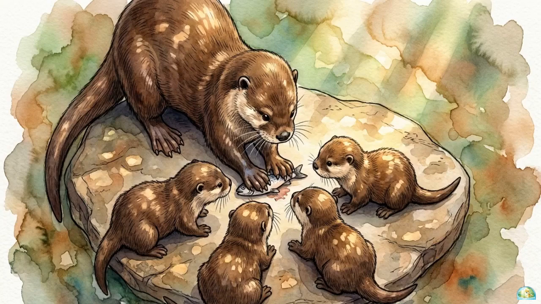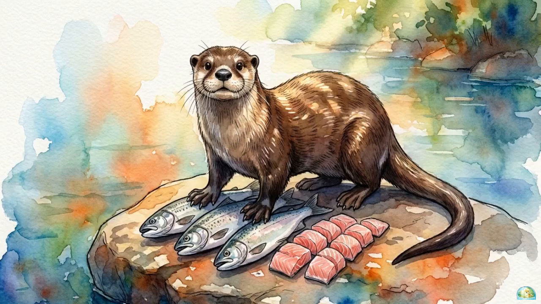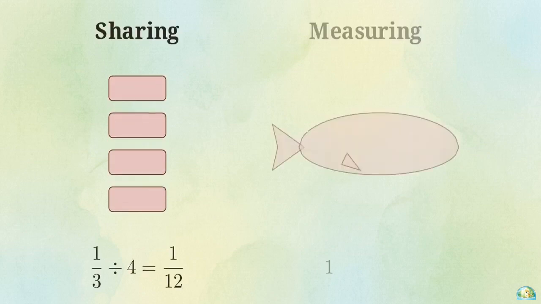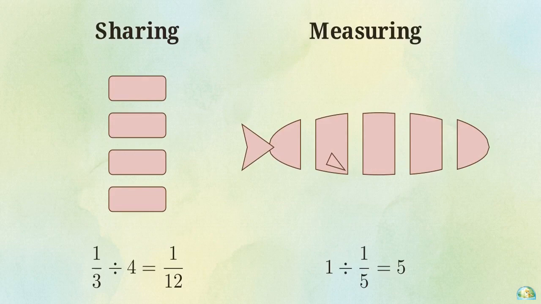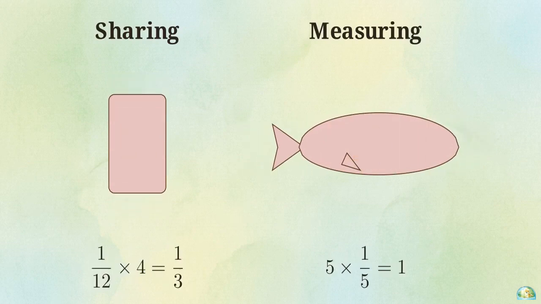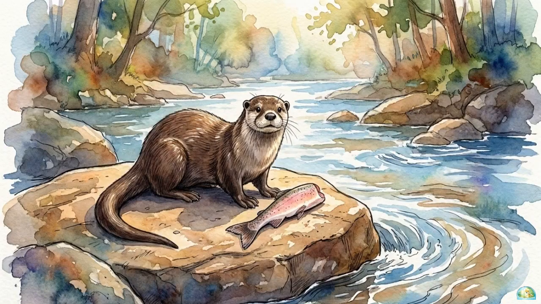Sometimes he has to share a small piece among several pups, making it even tinier. Other times he has whole fish, and he measures out how many portions fit inside. Fraction division is simply recognizing whether a situation calls for sharing or measuring, and then proving the result by multiplying it back. Let's look at the first scenario.